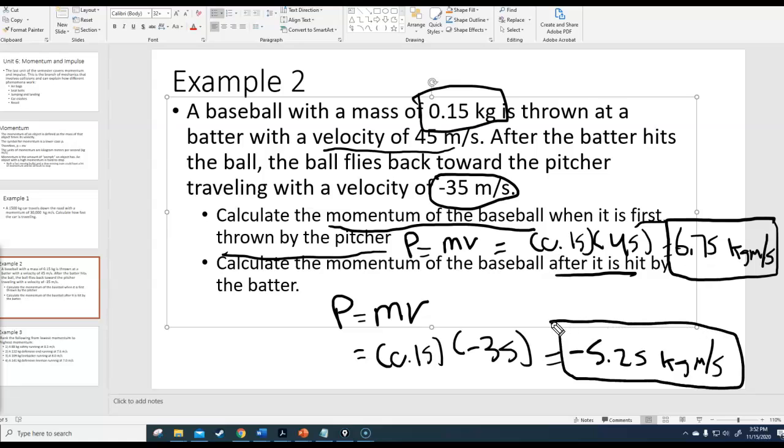Again, yes, momentum can be negative if the object is moving in the negative direction. Okay, so direction does matter with momentum. Pause there if you need to look at that. Again, these are just very, very basic momentum calculations.